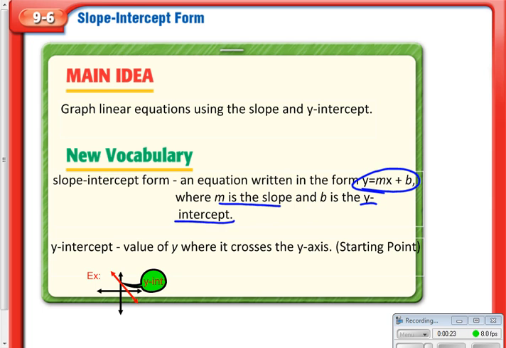Basically what the y-intercept tells you is where the y value crosses the y-axis. It's known as a starting point. So this here in our example would be the y-intercept. It crosses your y-axis at that given point.